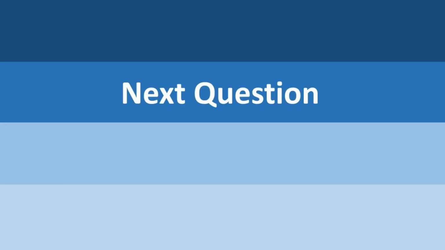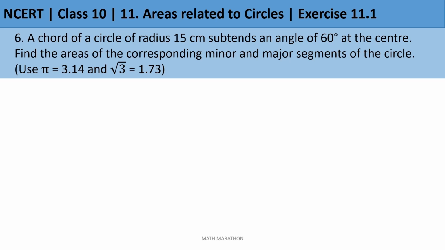Let us see next question. A chord of a circle of radius 15 cm subtends an angle of 60 degrees at the center. Find the areas of the corresponding minor and major segments of the circle. Use pi is equal to 3.14 and root 3 is equal to 1.73.